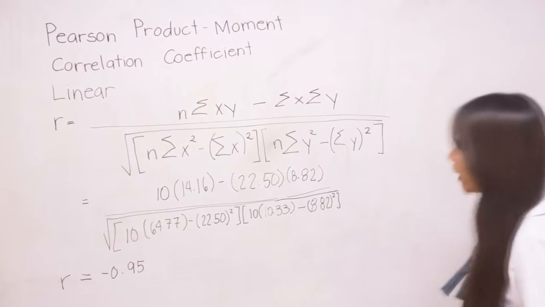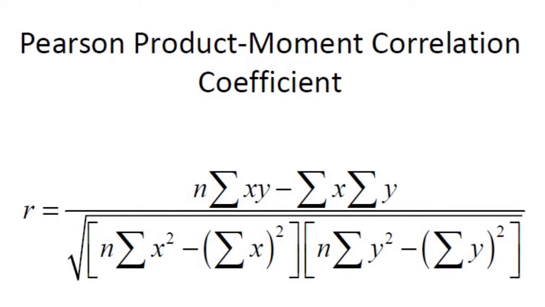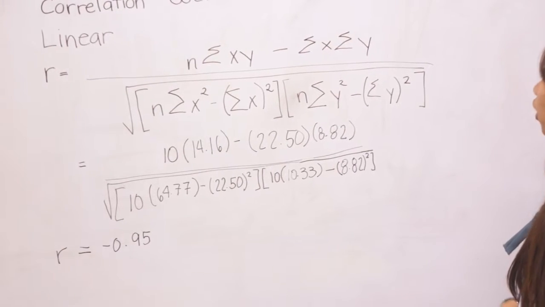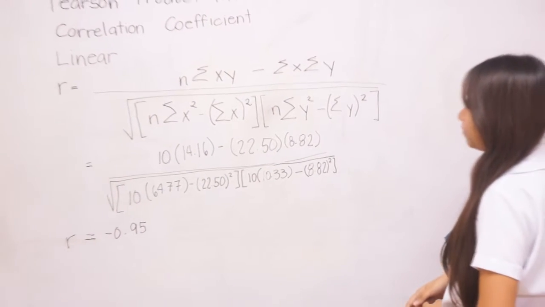The equation of the Pearson product moment is n times the summation of xy minus the summation of x times the summation of y, all over the square root of n times the summation of x squared minus the summation of x elements squared, times n times the summation of y squared minus the summation of all y elements squared.